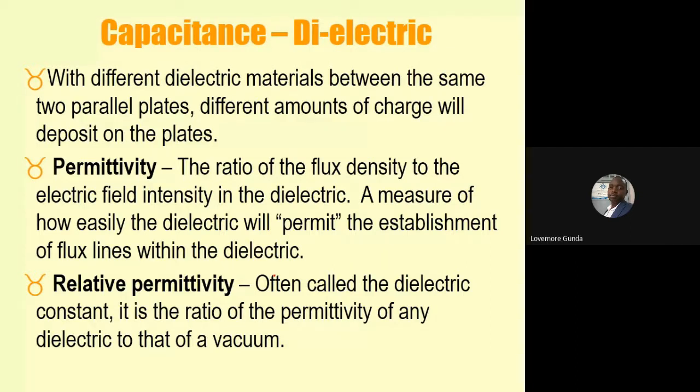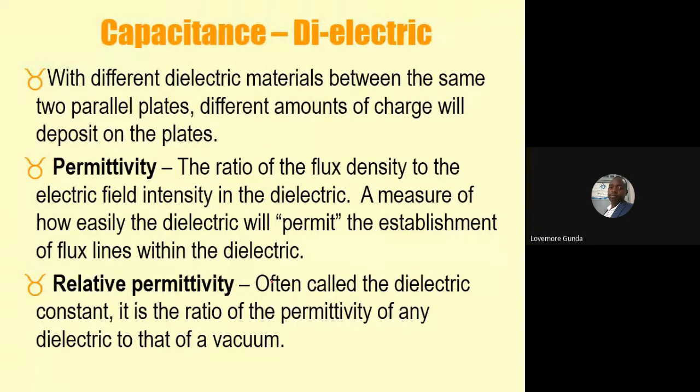Then, we were explaining the electric field because we store energy in a capacitor as an electric field. So, it means the amount of charge that you can store in a capacitor will depend also on the electric field or the flux that you can establish in the material.